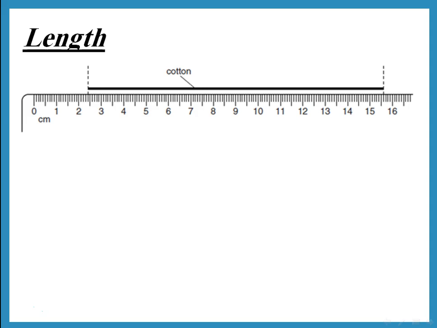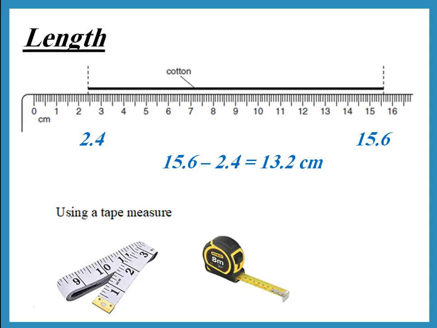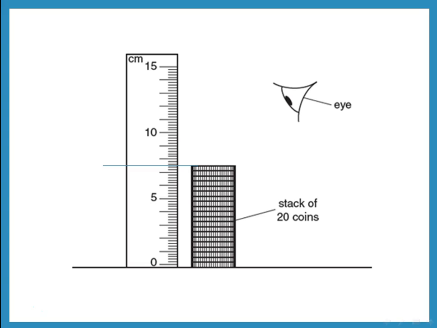For example, to measure the length of something like a piece of cotton, we can use a ruler, and that means that we look at the final length and the initial length, and the difference between them is the length of the cotton. For something longer, I can use a tape measure, depending on how long the object is. The units here are in centimeters. If it is something longer, the units will be in meters.